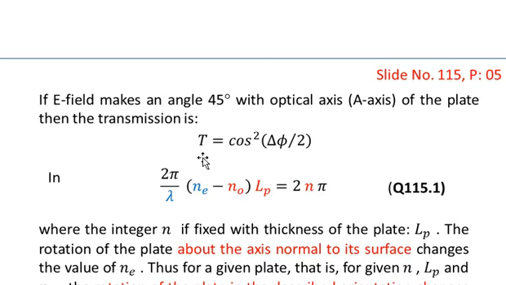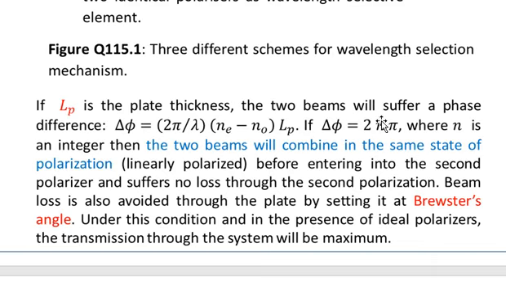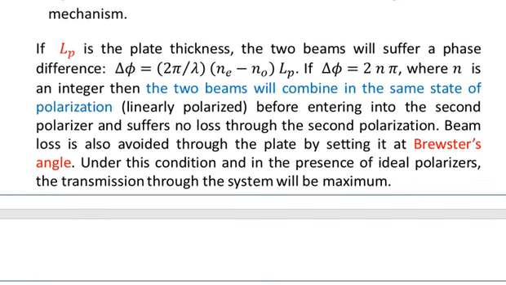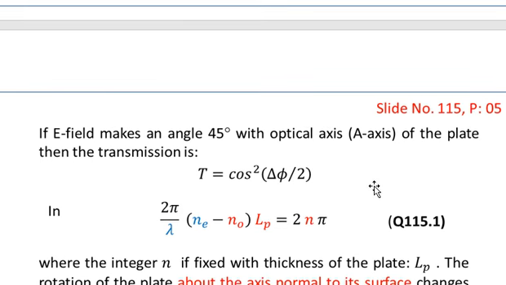the transmission through that plate will be equal to cos squared of delta phi over 2, where delta phi is given by this relationship: delta phi equals 2 pi over lambda times (Ne minus N naught) multiplied by Lp, that is the width of the birefringent plate. And this delta phi for maximum transmission is required to have a value equal to 2 times N pi.